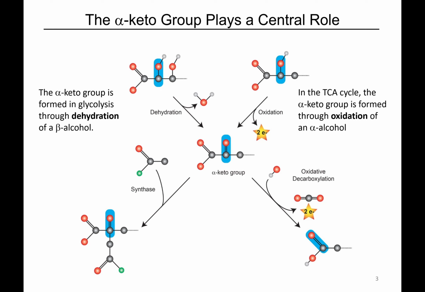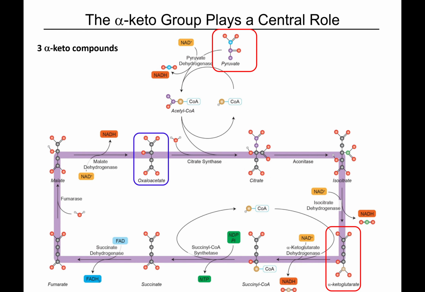We make the alpha keto compound either by dehydration, which we saw in glycolysis. We have 2-phosphoglycerate, which we dehydrate to give us phosphoenolpyruvate. That is an alpha keto compound, right? Or we can oxidize an alpha alcohol to give us an alpha ketone. And this is the chemistry that we really see happening primarily in the TCA cycle. We oxidize an alpha alcohol. Okay, so let's see how this works in.